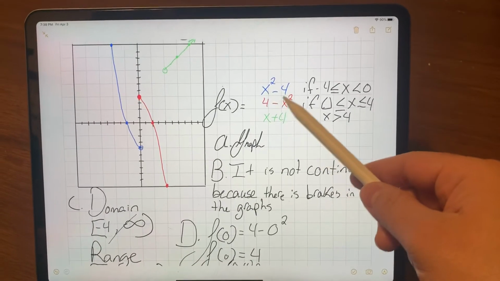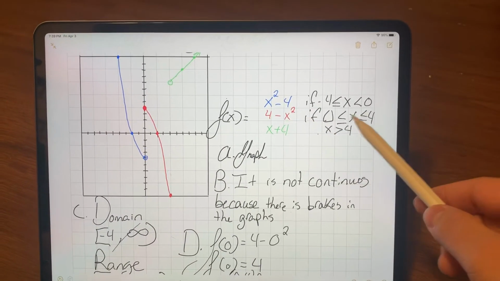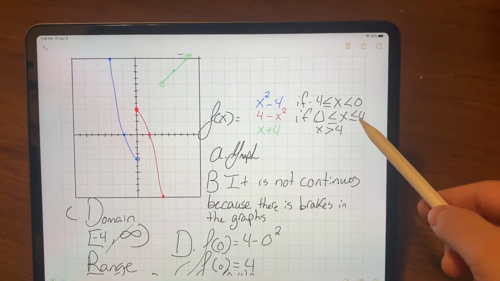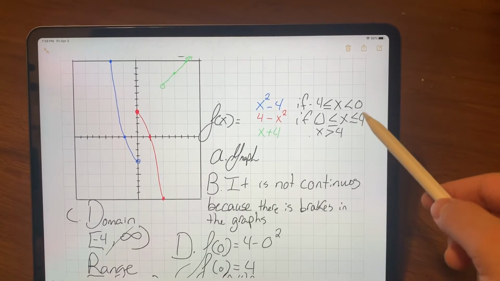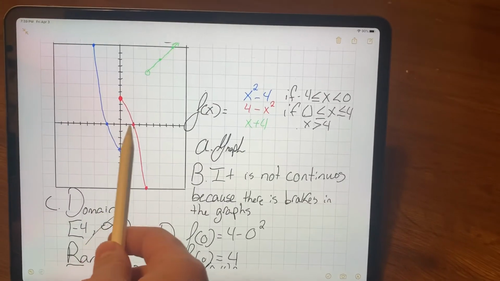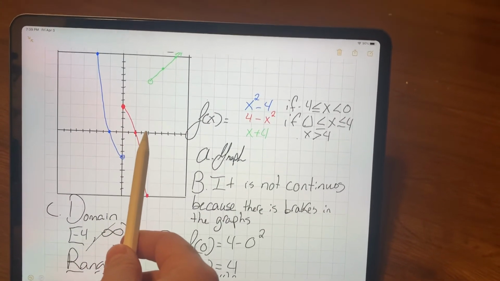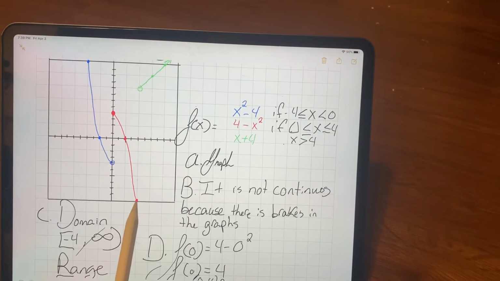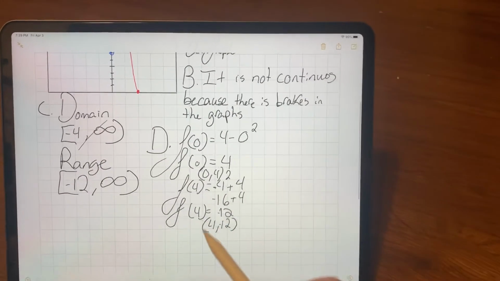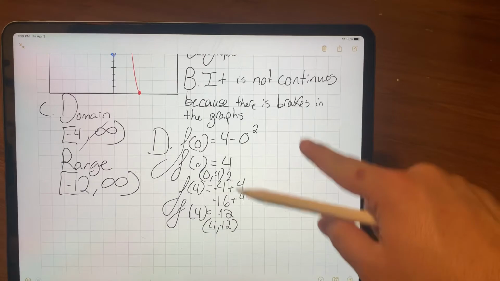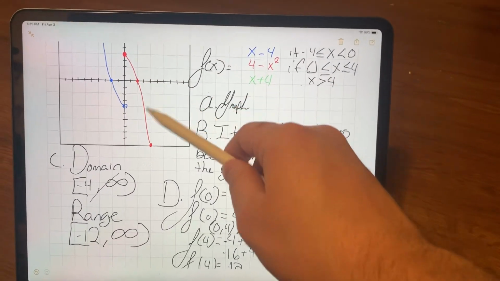Now we have 4 minus x squared. And this one does actually touch 4 because x is less than or equal to 4. So if we come down here on our x-axis and we find 4 and go all the way down, we see -12. And that is true. And that's our answer: (4, -12).